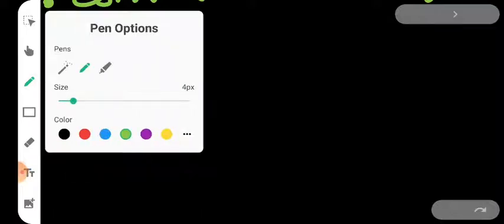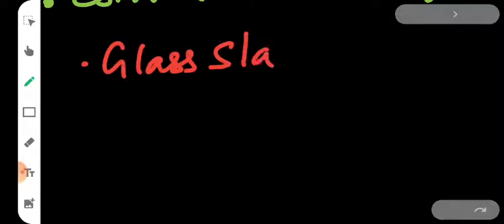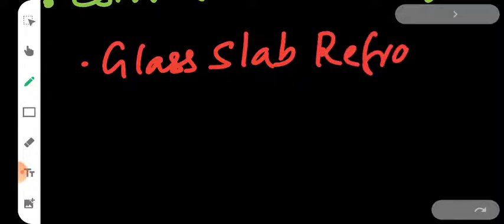One topic would be about the glass slab refraction. Actually, the heading of your subject looks a bit different because in the textbook it is given as refraction through a glass slab. So anyways, both things mean the same. Okay, so we will be dealing with glass slab refraction.